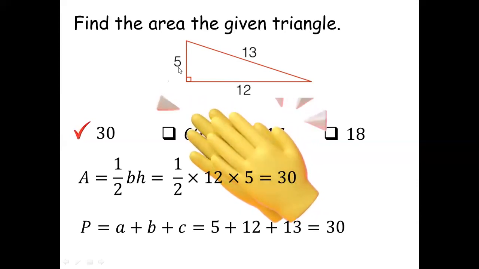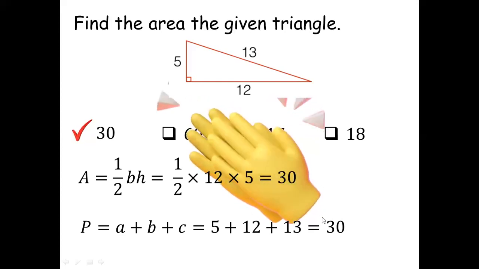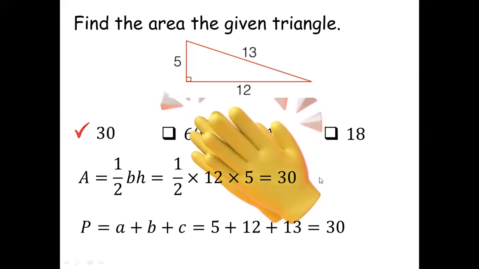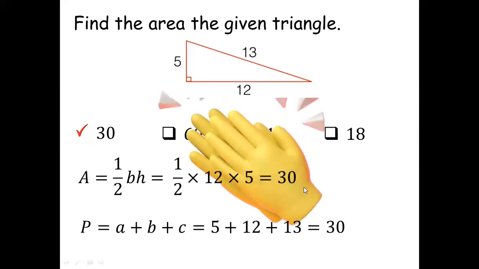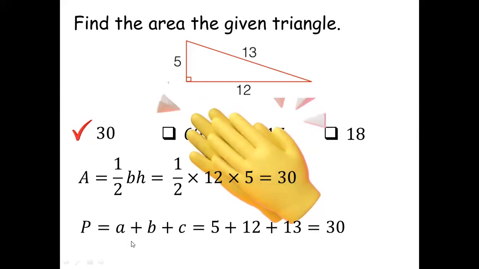So here we are just going to add 5 plus 12, that's 17. 17 plus 13 is going to give you 30. Now it is by chance that both of them are 30, but it's not always like that, because mostly the perimeter and area will be different depending on the measurements. This is just by luck that both of them are the same, right? So you need to remember the formula of area of a triangle, that's half BH, and the perimeter is going to be A plus B plus C. Right, so let's move on to the next question.